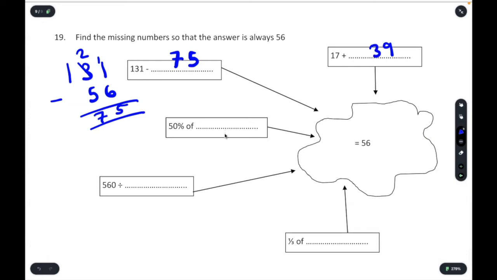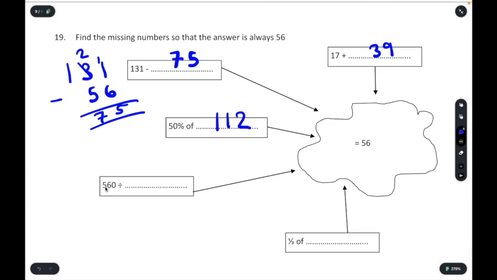50% of something is 56. Now we need to be careful not to do 50% of 56 because that's saying half of 56. But actually what's happening here is it's saying 50%, so half of a number is 56. 56 is only worth half of the total. That means we need to double 56, giving us a total of 112. So 50% or half of 112 is 56.